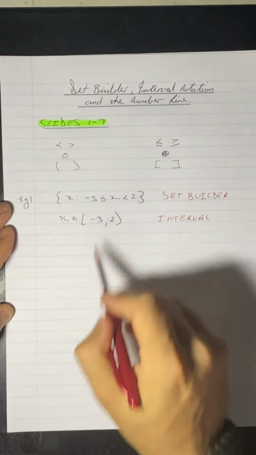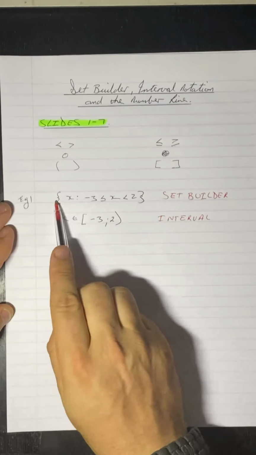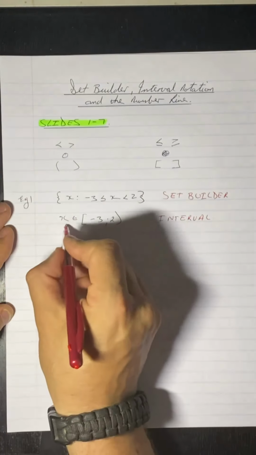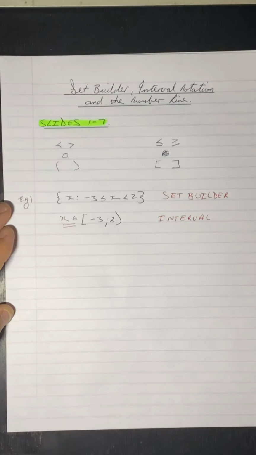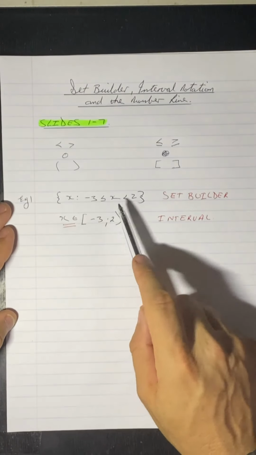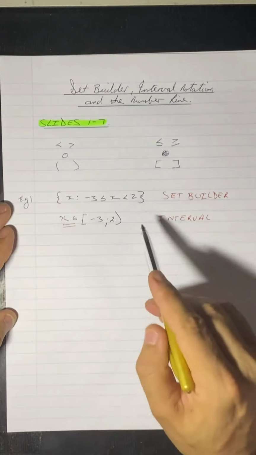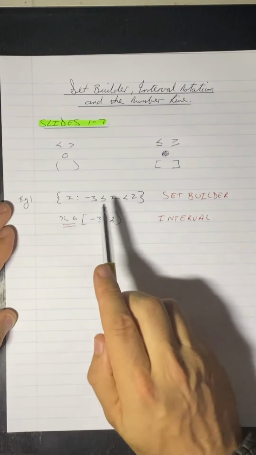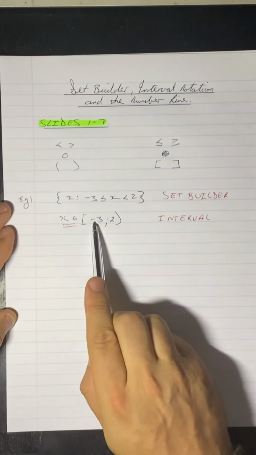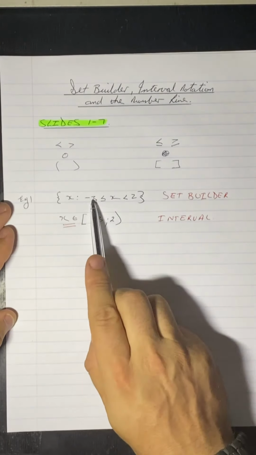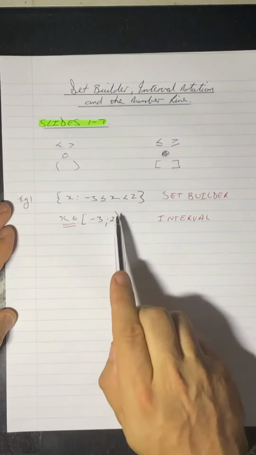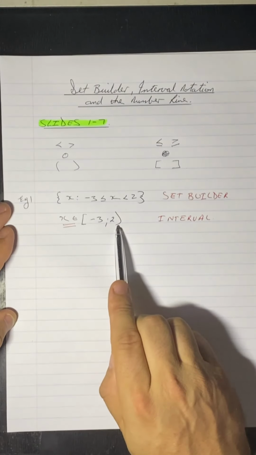How can I tell the difference between the two? Set builder notation has your curly brackets, and your interval notation has this x as an element at the front. This is the main one that we're going to be dealing with. It's a lot simpler and easier to understand than set builder. Now, these are saying exactly the same thing. They are saying that x lies between -3 and 2, where -3 is included, that's what the square bracket means, and 2 is excluded. That's what the round bracket means.